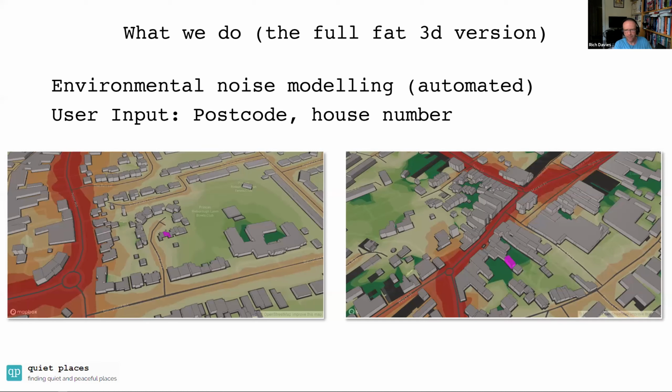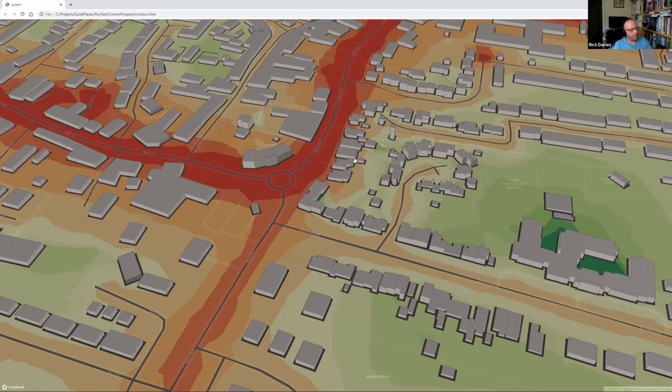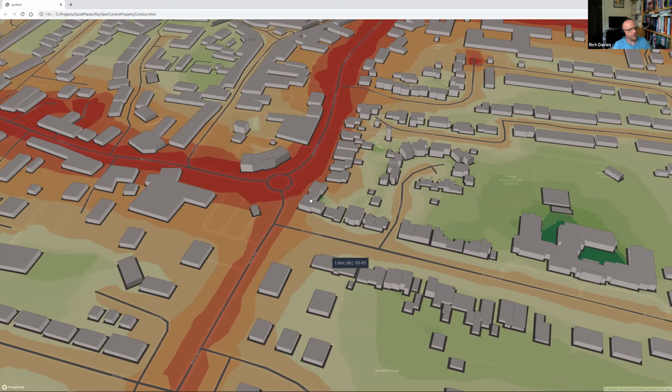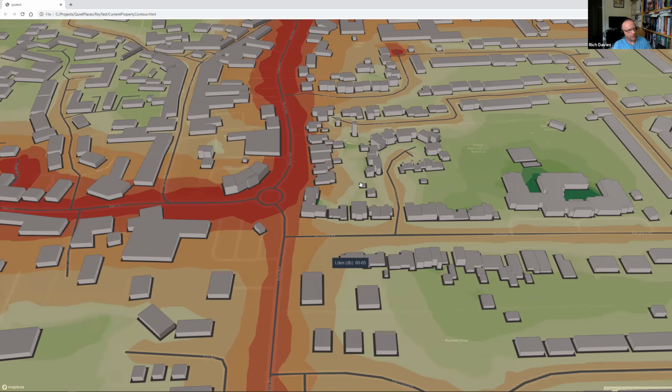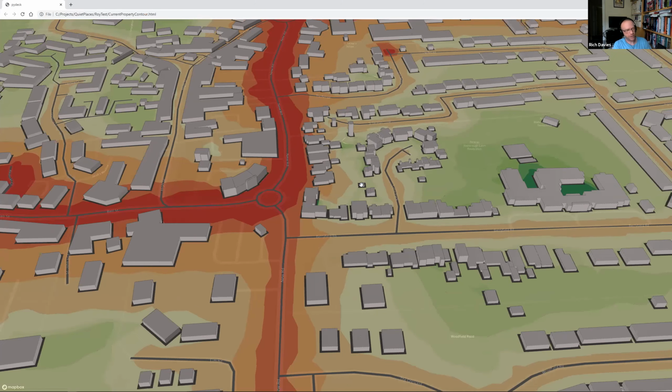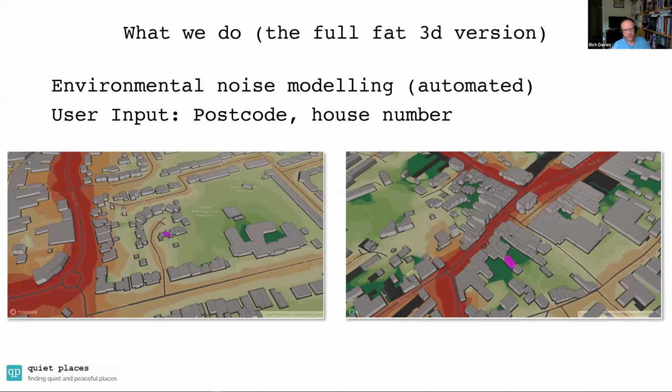What we've got here is a 3D equivalent of that noise contour plot that people can zoom in and out of, and they can spin around and get a contextual idea. You get a mouse highlight of the L-den value, which is a decibel level of the noise that's induced. You can see here we've got a busy road coming through the center of town.